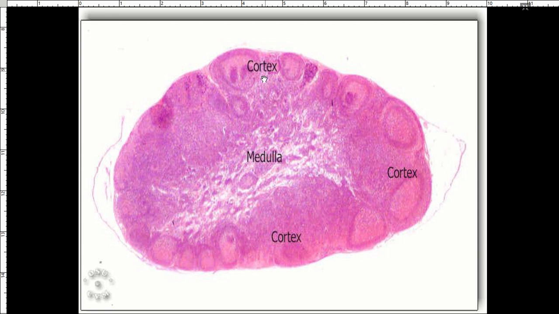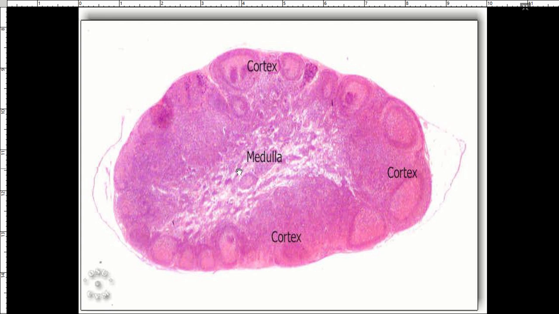So you can actually appreciate lymphatic nodules right here. This is a lymphatic nodule. This is a lymphatic nodule. This is a lymphatic nodule. And you can appreciate that at the center of this nodule, you're going to have a light stained portion. That's your germinal center for the proliferation and maturation of B lymphocytes. And then at the periphery, you're going to have T lymphocytes. So you have B cells at this region and then T cells at this region.